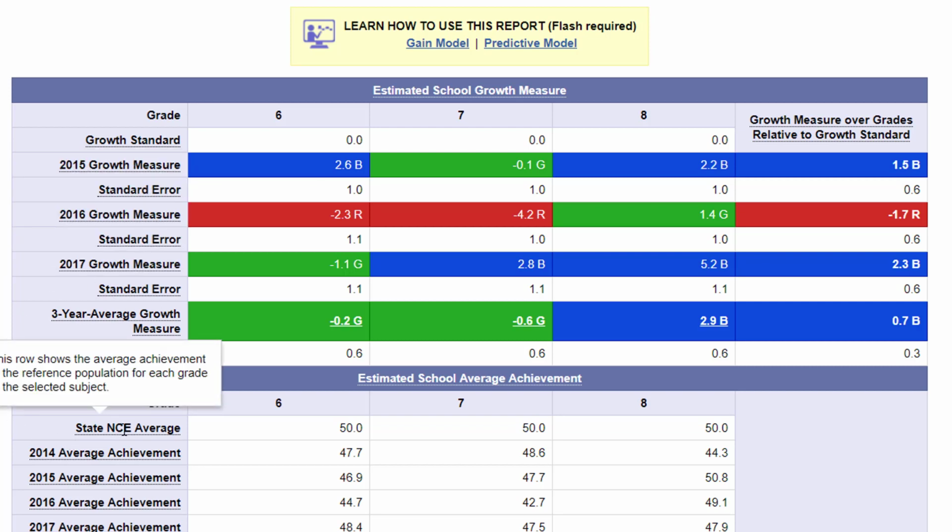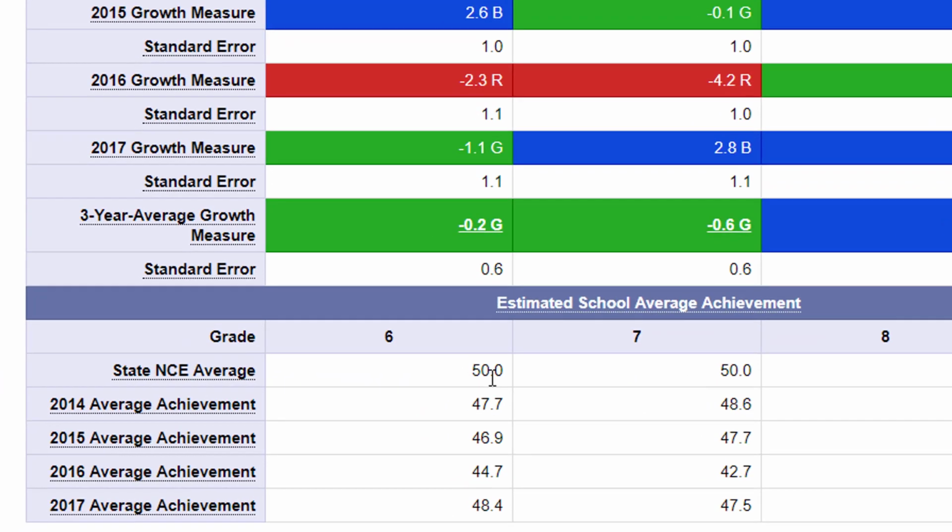The state NCE average is 50. What EVAAS does is they take the developmental scale scores of your students and they convert them to a normal curve equivalent so that the students are evenly spaced from 0 to 100 across the number line. And that way they can determine growth from one NCE to the next.